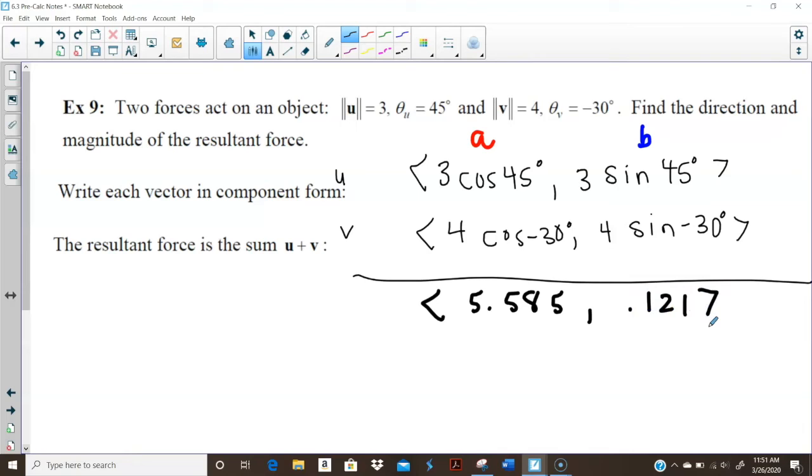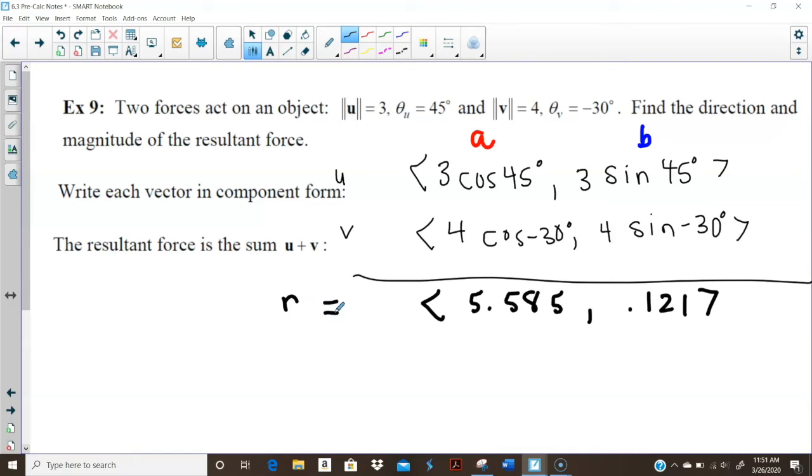Something to remember when you're adding vectors in this form is make sure that you always use the directional angle. If the story problem gives you a bearing, do not use the bearing. You have to use the directional angle. All right, so this is the result of those two vectors added together.